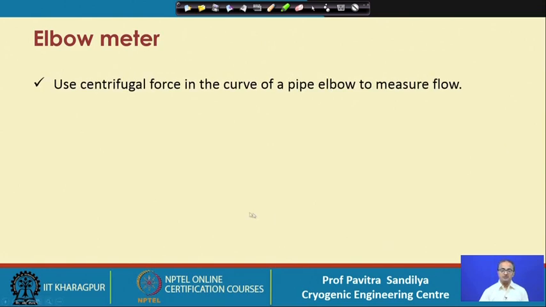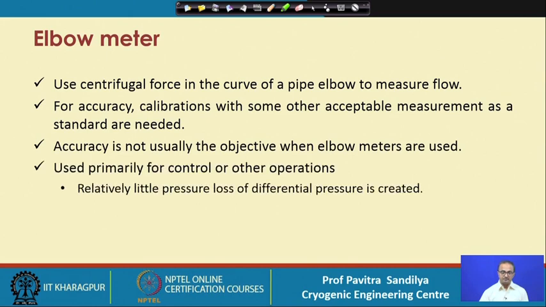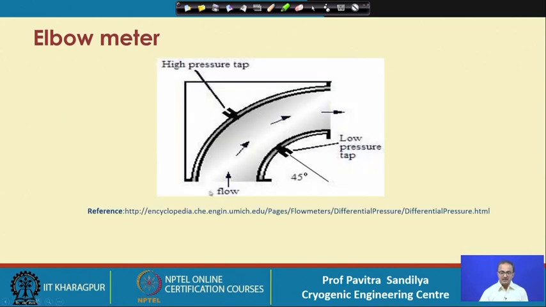Next, we come to the elbow meter. The elbow meter works on the basis of the centrifugal force. Elbow meter, we know that it looks like this, that here the flow takes place and it goes through a curvature, and whenever there is a curvature effect, there will be some kind of centrifugal force, and the centrifugal force will be changing along this diameter. Now, if there is some kind of a center of this radius, we can see that omega square r is the acceleration.